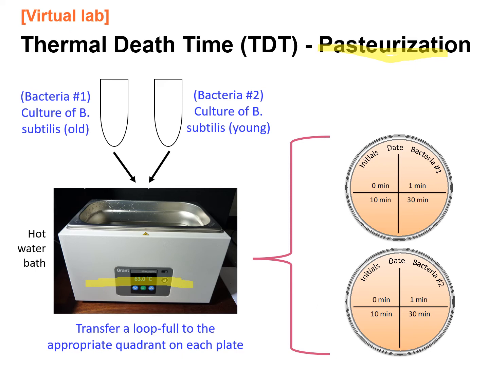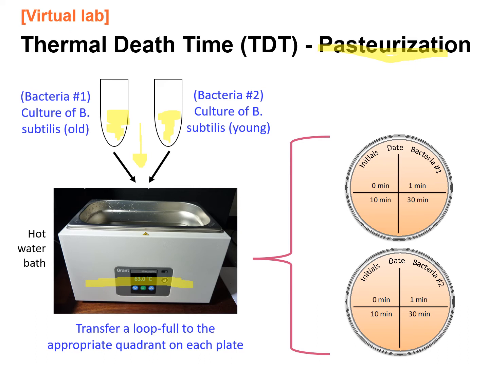So you get a hot water bath, which looks something like this, and you fill it up with water, and then you set the temperature to whatever temperature you want. Right here, we're going to set it to 63 degrees Celsius. After it reaches 63 degrees Celsius, take your sample, which already has the broth along with the bacteria, and place both samples into the hot water bath.